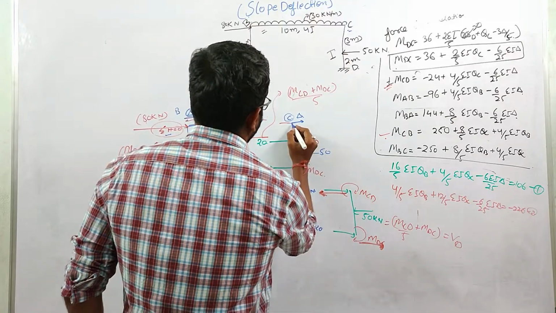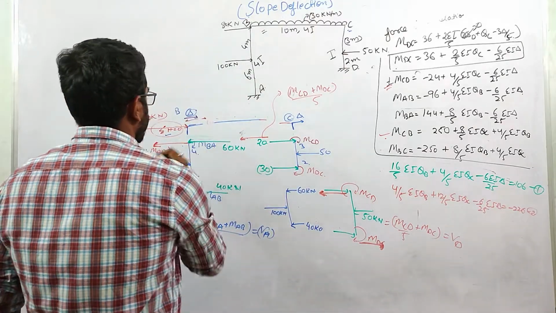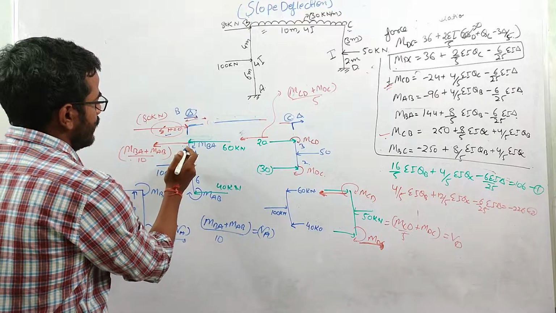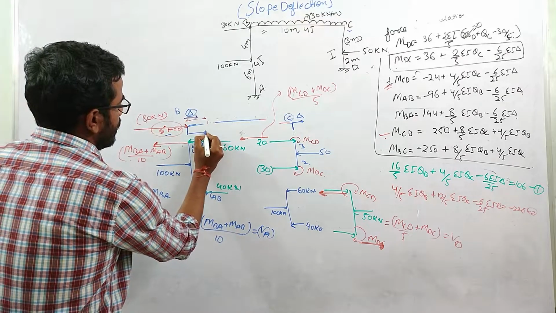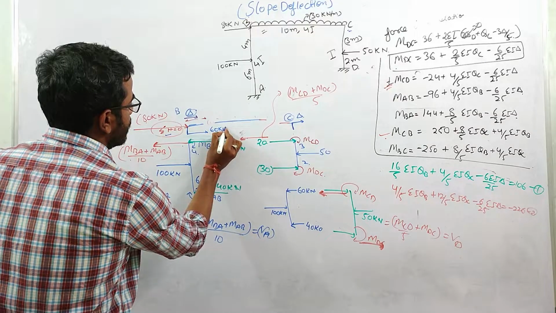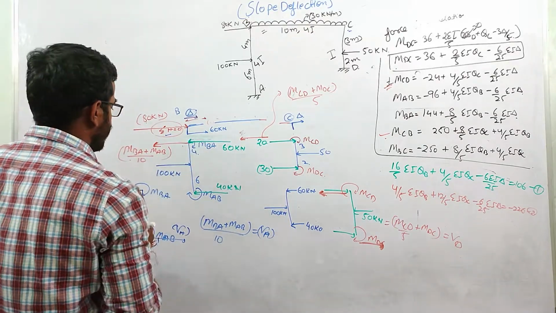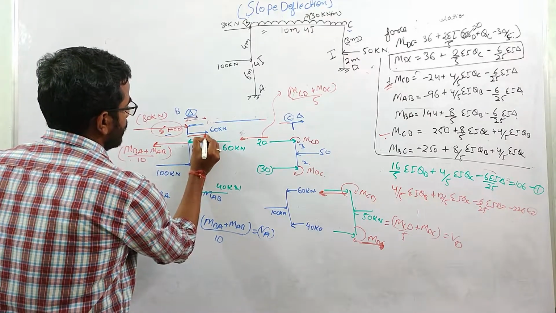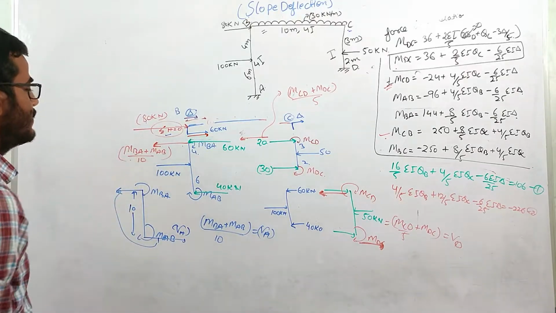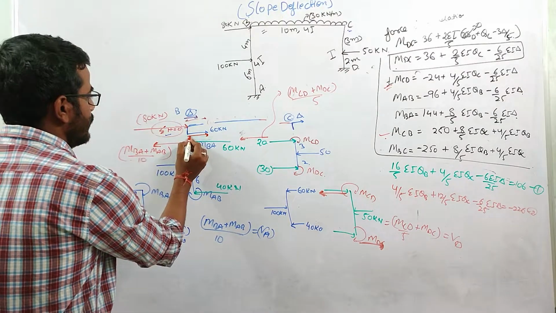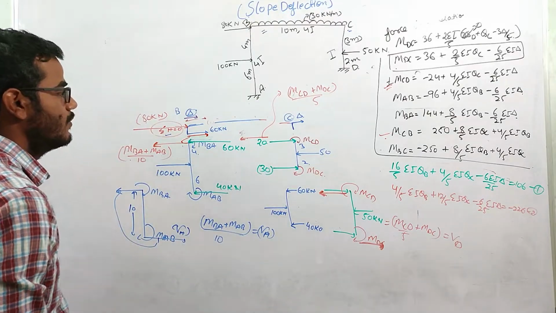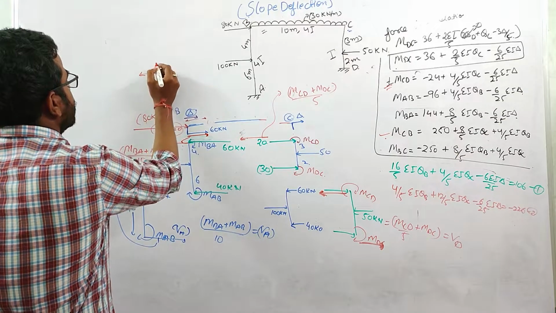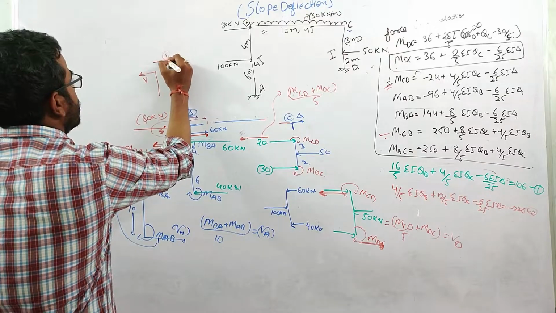Now the important part comes. The same force, 60 kilonewton, will act in this direction. And one more force, which equals MBA plus MAB divided by 10. This value will be in the opposite direction. For this I'm just showing it like this. If we cut some member over here, this is basically shear force now, so we are showing it like this.